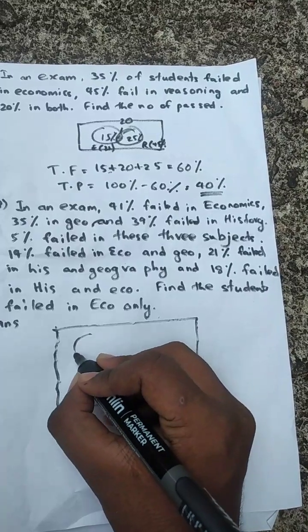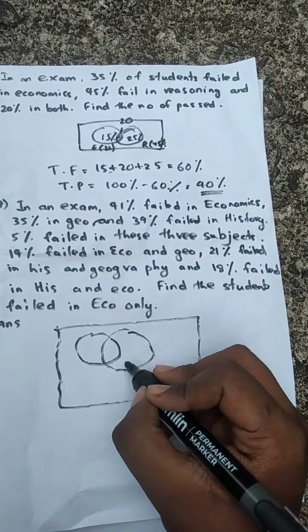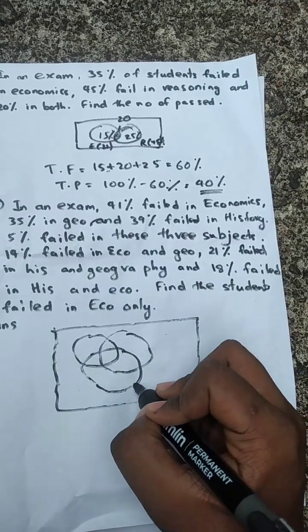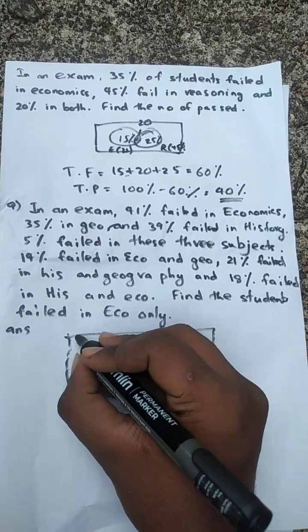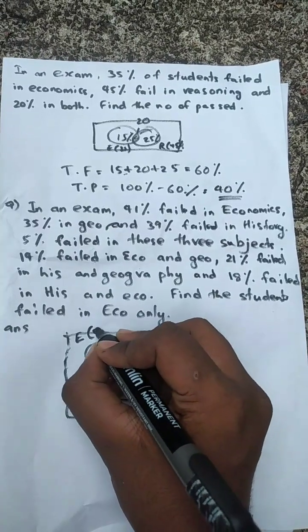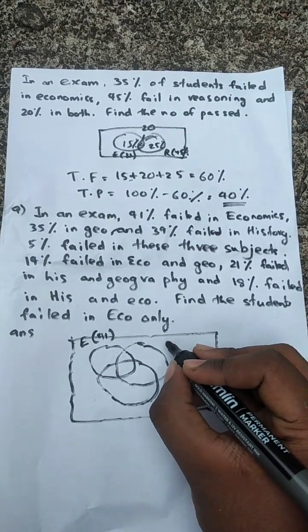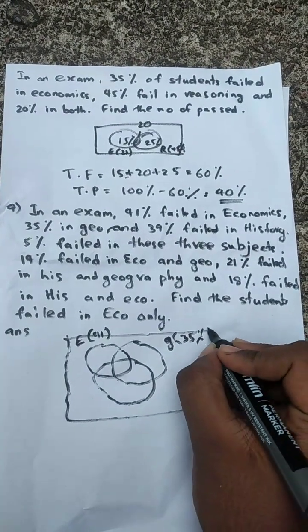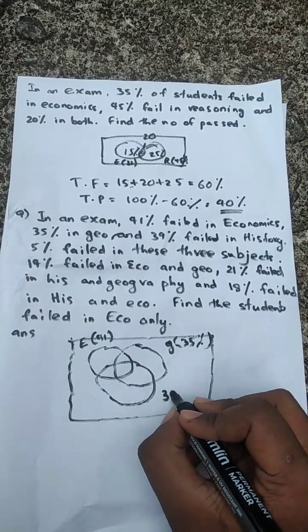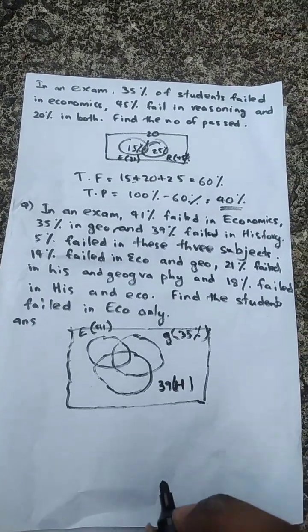And instead of two subjects here, there are three subjects: 1, 2, and 3. 41% failed in economics, so in this place, just write economics 41%. And 35% failed in geography, G 35%, and 39% in history. So this many students failed in these subjects.